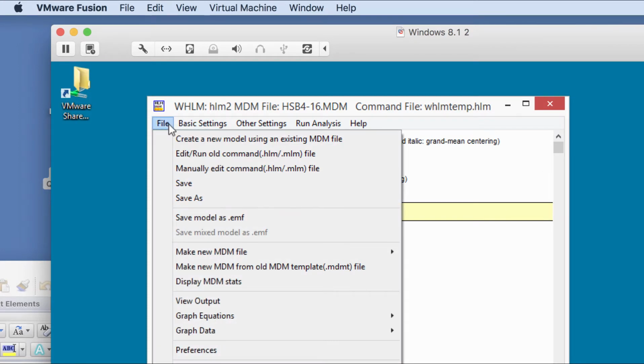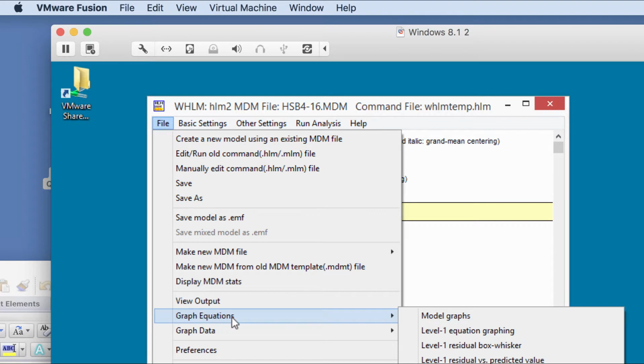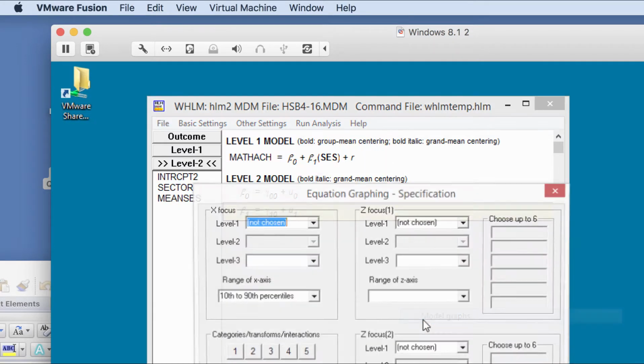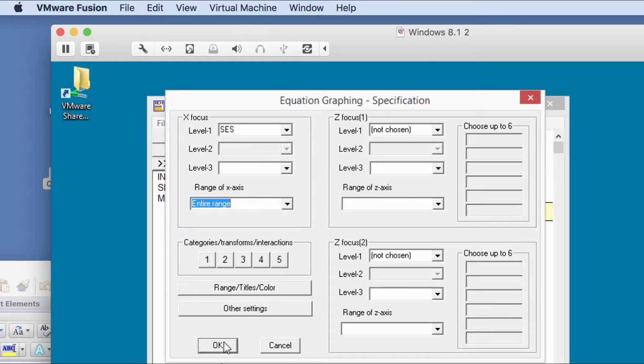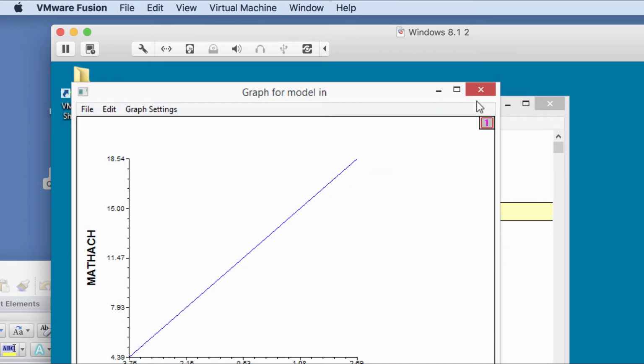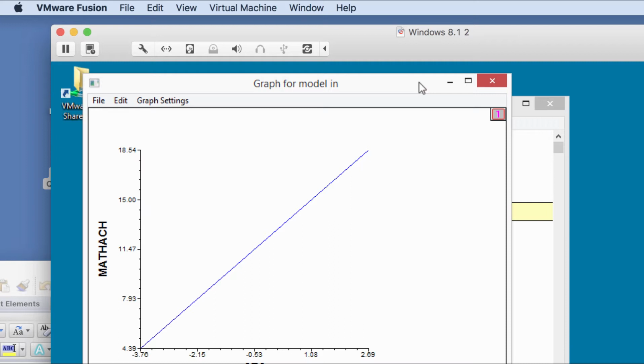I'm going to go to File, Graph Equations, Model Graphs. Then I'm going to put SES in, and I want the entire range. I'm going to move this up, and then I'm going to go OK. So that gives me the mean slope across all schools. My intent was to show the variability, but I was going to show this model next.